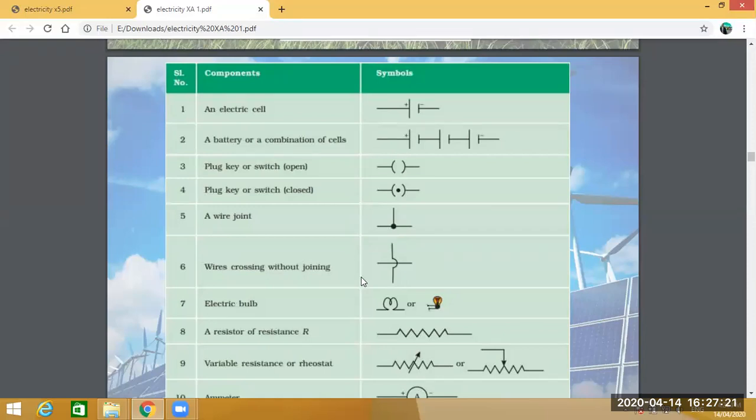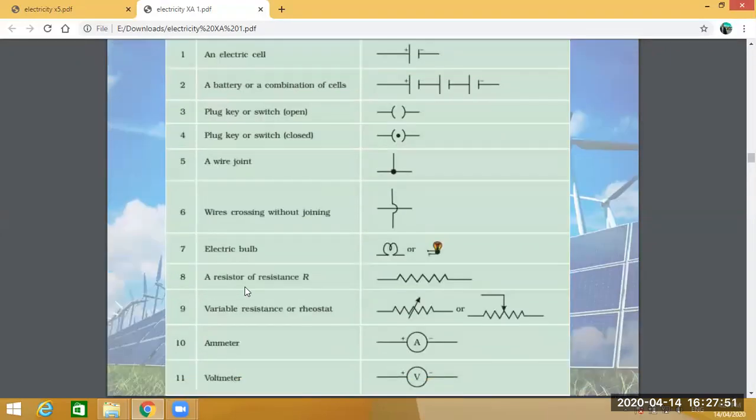This is the symbol of the filament, which actually represents a bulb, an electric bulb. The actual figure of the bulb is this one, but only this is the filament, so it indicates a bulb. So in a circuit, when this symbol is present, it indicates that there is a bulb connected in series with the circuit. And a bulb is also a two-terminal device, so it can be connected in series and parallel.